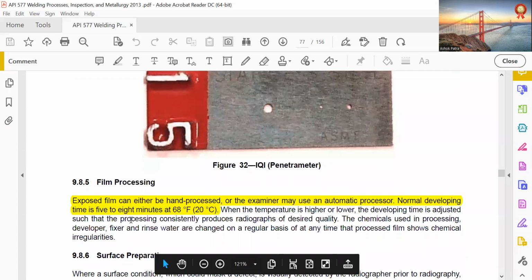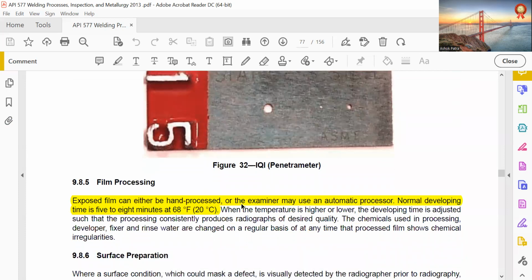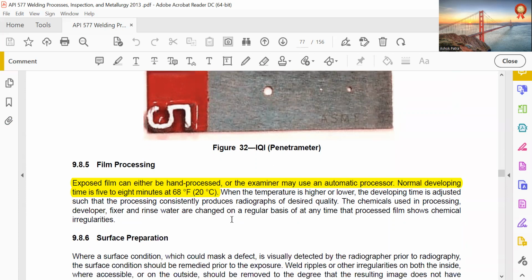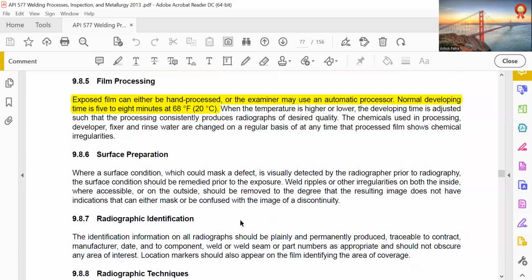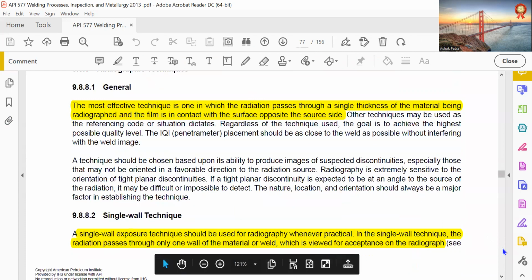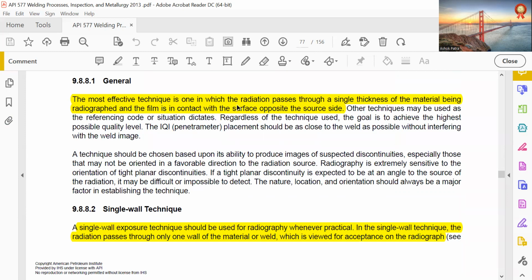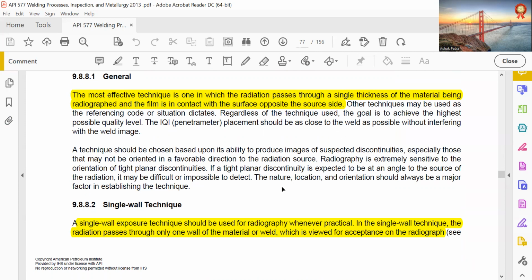Film processing. Exposed film can either be hand processed or the examiner may use an automatic processor. Normal developing time is 5 to 8 minutes at 68 degrees Fahrenheit, 20 degrees centigrade. So there are generally most effective techniques. One is where the radiation passes through the single thickness of material being radiographed and the film is in contact with the surface opposite to the source side.